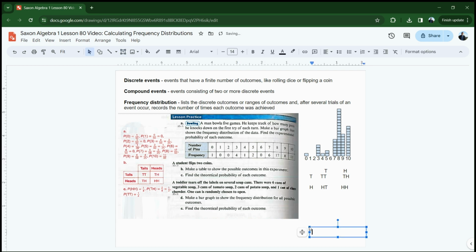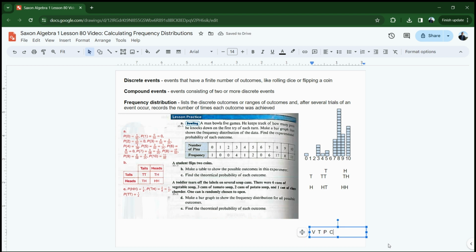There's no way I can group these together. I just have to list each discrete event separately. And we're going to write V for vegetable, T for tomato, P for potato, and C for clam chowder.